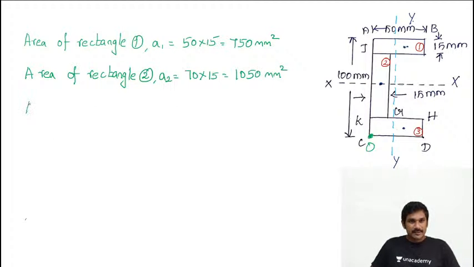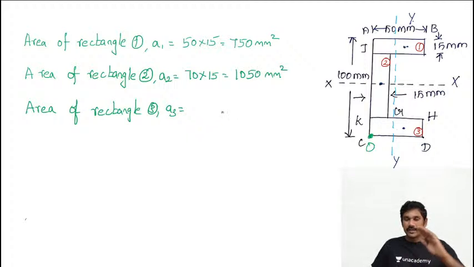Next is area of rectangle 3, that is A3. The length is 50 and 15, which is a similar kind of rectangle to rectangle 1, because the total shape itself is symmetrical about x axis, so obviously you will get the same value for rectangle 3. Right, so area of 3 rectangles have been calculated.